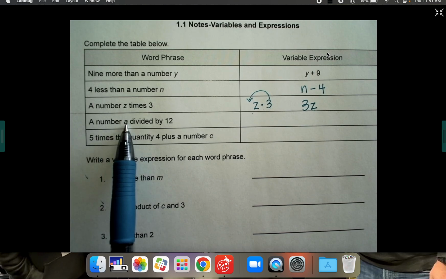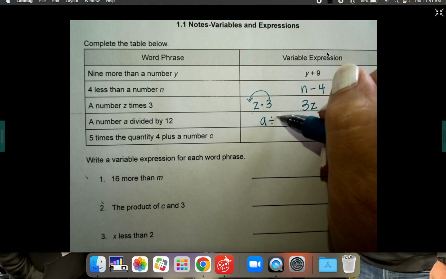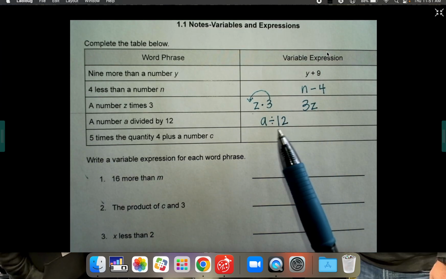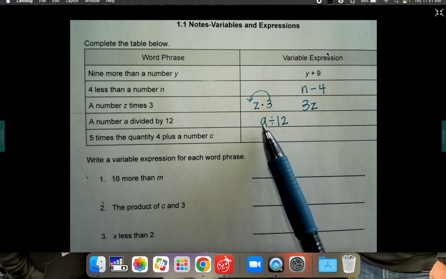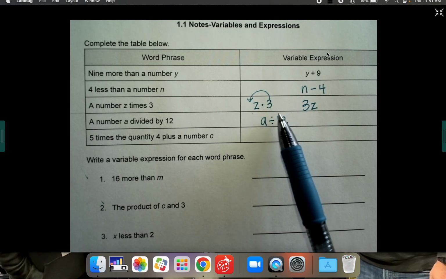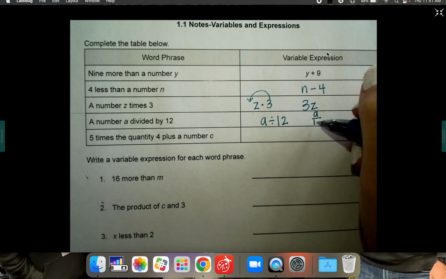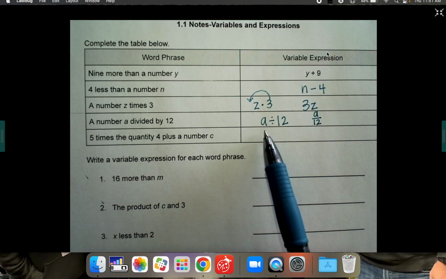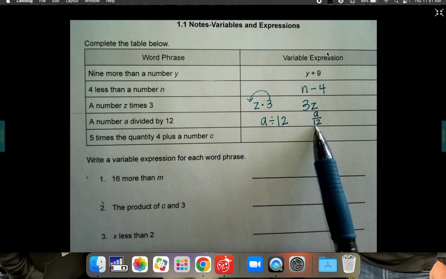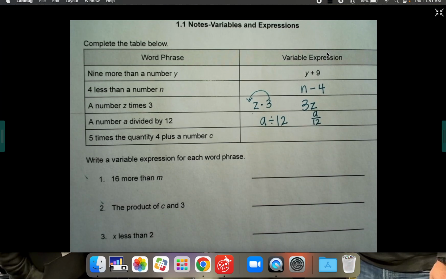Okay, a number a divided by 12. So all that looks like is a is being divided by 12. And here we go again. Even though this is fine, and you will see it sometimes like this, most of the time in algebra when you're dividing, it's written as a fraction. The top one is the numerator, divided by whatever it's divided by, the denominator goes on the bottom. So a better way to write a divided by 12 looks like this, a over 12. So again, this is okay, this is correct, but this is how you'll see it more often in algebra. So it would probably be better if you would go ahead and start writing it like that.